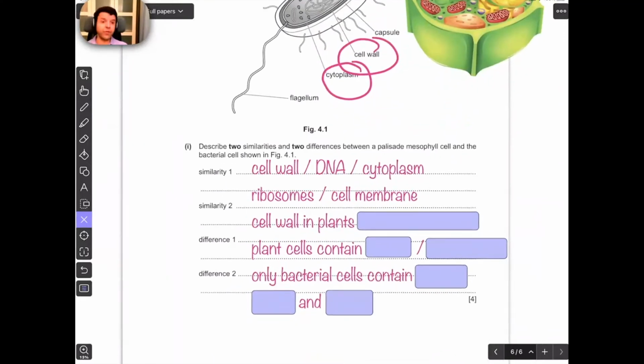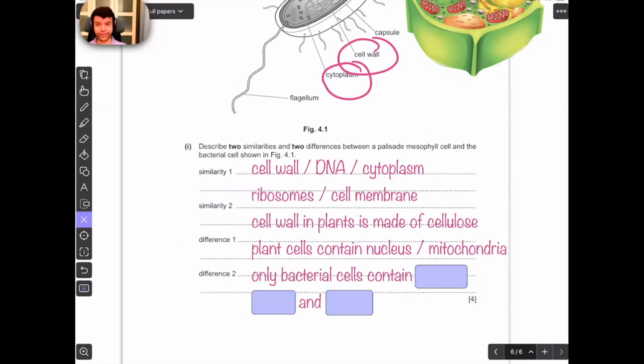Difference is going to be what? If you say the cell wall in plants is made up of cellulose, that would count as a difference, right? Although they both contain cell walls, the cell wall is made up of cellulose in a plant cell. Plant cells also contain real organelles, such as nucleus, mitochondria, chloroplast. Only bacteria contain circular DNA, flagella, and a capsule. Bacterial cell walls are not made of cellulose. They're made up of a different substance. You can call it murein, you can call it peptidoglycan, but it's not needed in our syllabus. Just say different cell wall.